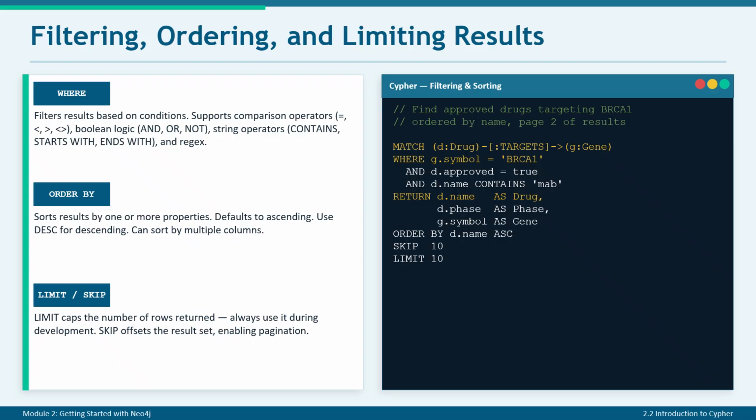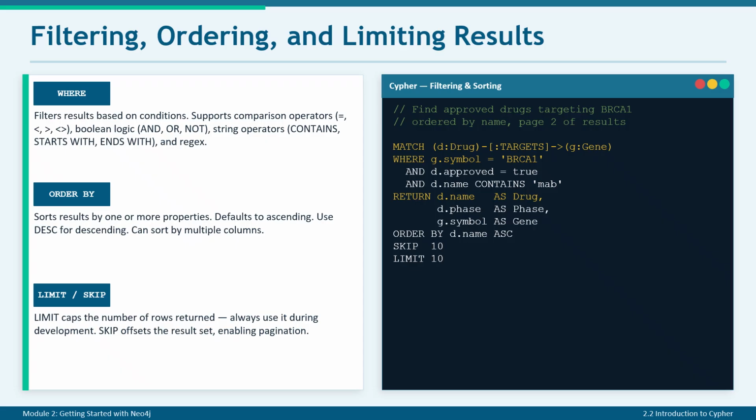3 more clauses you will use constantly: where, order by, and limit. Where filters the results of a match. You can use all the comparison operators you would expect: equals, less than, greater than, not equals. You can combine conditions with and, or, and not. And you have string operators that are particularly useful for graph data: contains, starts with, and ends with. You can also filter on relationship properties and use regular expressions.